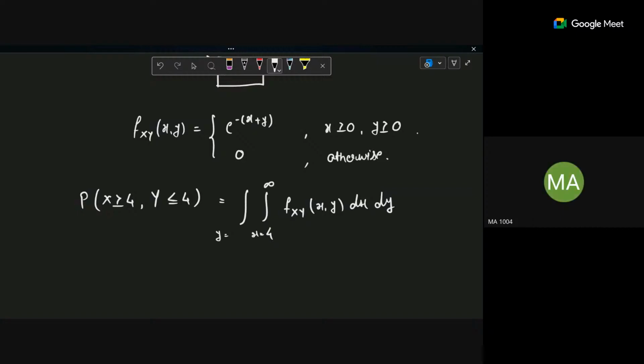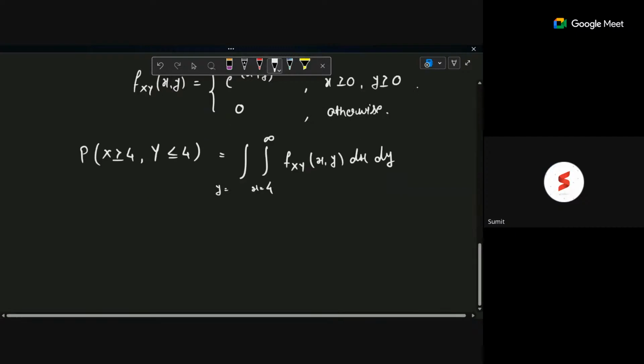Sorry, minus infinity to 4 or 0 to 4? No, 0 to 4. Why not 0 to minus 4? Ma'am, the range defined is above 0. It always takes positive values, ma'am, equal to 0 or greater, because of our support of x comma y.